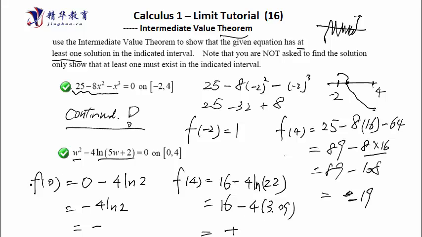Because f(0) is a negative number and f(4) is a positive number, that means between 0 and 4 we must have a value c which makes f(c) equal to 0. Otherwise they cannot cross. Make sense? So between 0 and 4. In order to do the intermediate value questions, we just find one side bigger than 0 and the other side less than 0. So in between this interval there must be a point making f equal to 0. That's how to use the intermediate value theorem to prove a function has at least one solution.